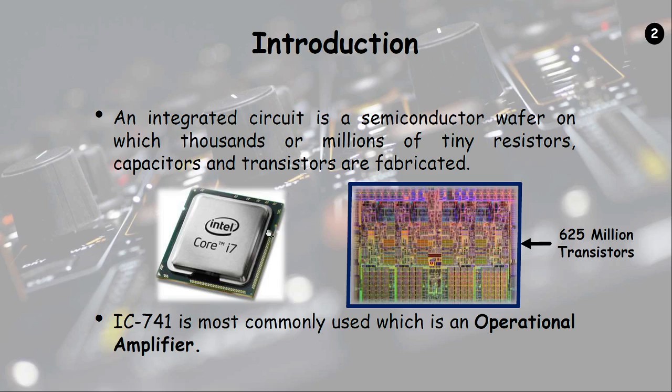In this integrated circuit there are resistors, transistors, and lots of components on this single chip. You can imagine a processor the size of a small biscuit. On that wafer, the semiconductor wafer, you can implement the resistor and capacitor, and transistors are fabricated over there.